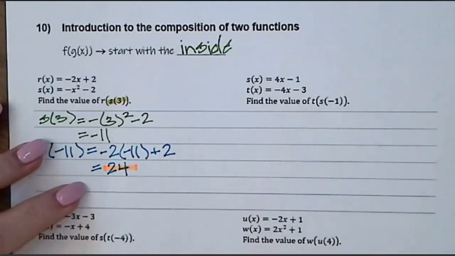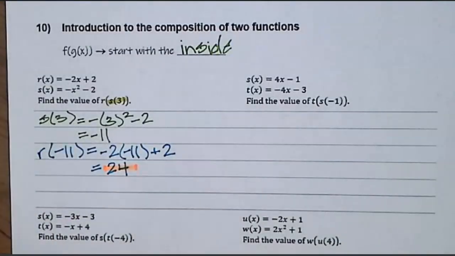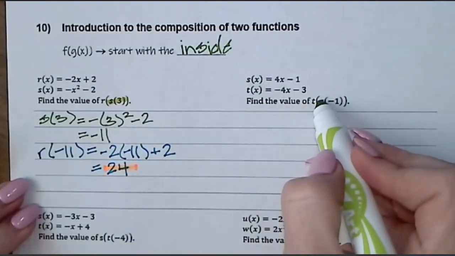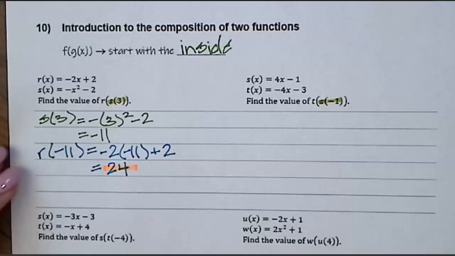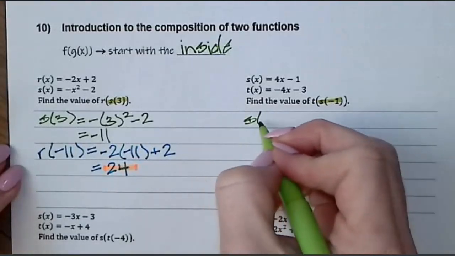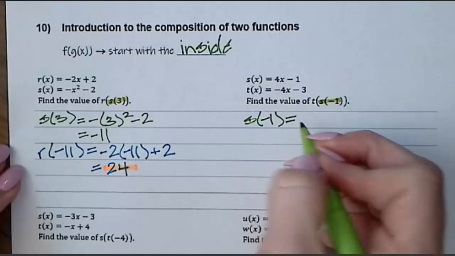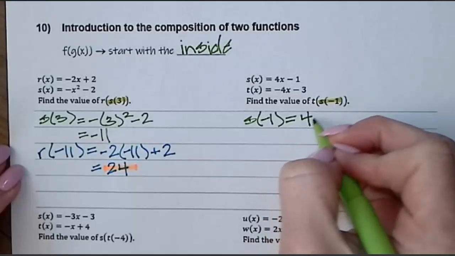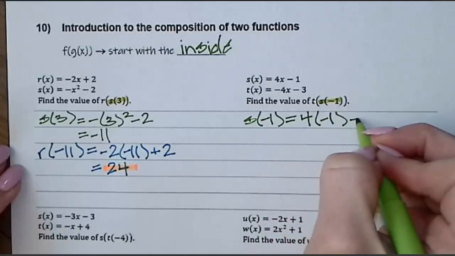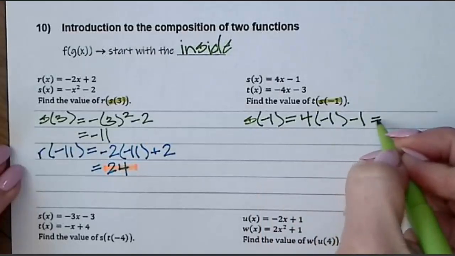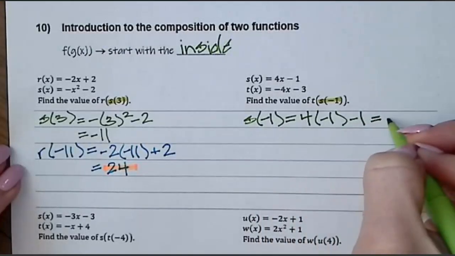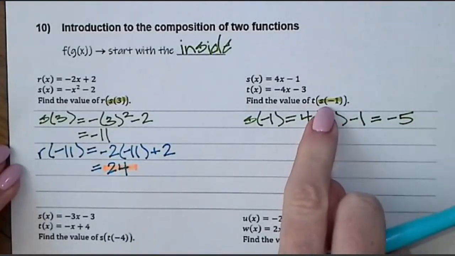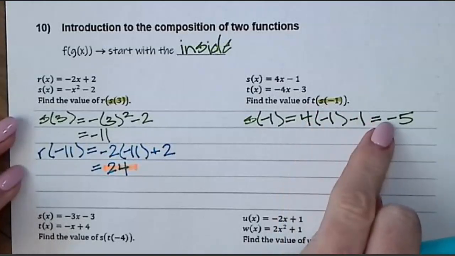Let's look at this next one here. Same thing, we're going to start with the inside. This wants t of s of negative 1. So we're going to start with s of negative 1. To find s of negative 1, I'm going to go into s and replace all of the x's with a negative 1. So 4 times negative 1 minus 1. 4 times negative 1 is negative 4, minus 1 is negative 5. So now I know the value for s of negative 1 is negative 5.